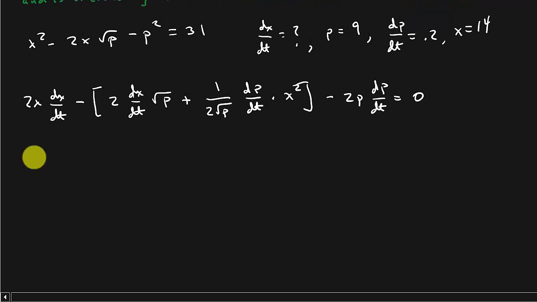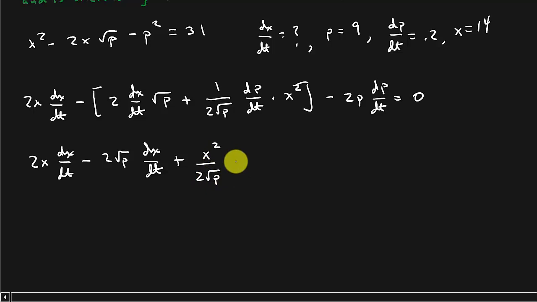So let's clean this up a little bit. So that's 2x dx/dt minus 2 square root of p dx/dt plus, and that's going to be, what is that, x squared over 2 square root of p times dp/dt. It's not plus, it would be minus, right?